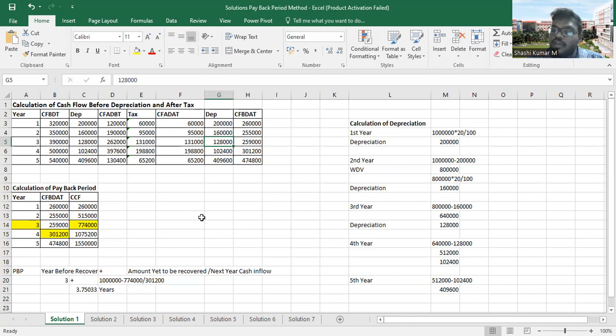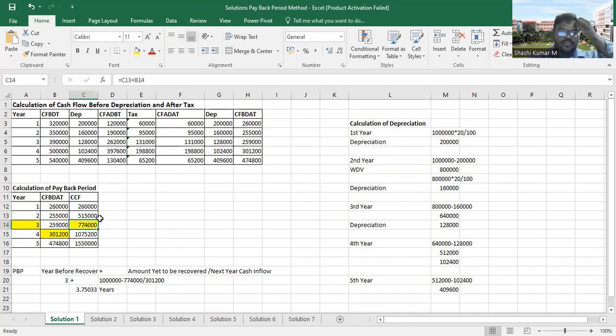Next, we have to adopt the cumulative method. How do we do a cumulative cash flow? First year 2,60,000, second year 2,55,000, third year we got it. Now what we do is we have to cumulate. How do we do it? First year it is 2,60,000. Next year, it will be added with the first year. So 2,60,000 plus 2,55,000 is 5,55,000. Same way, 5,15,000 plus 2,19,000, it is 7,74,000.